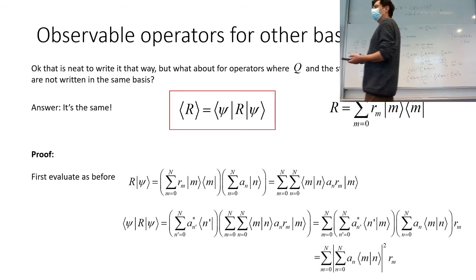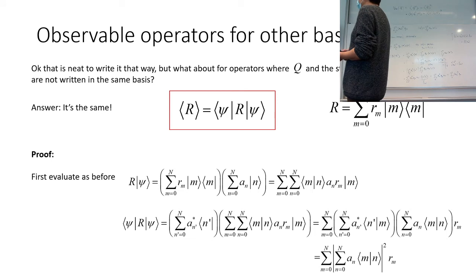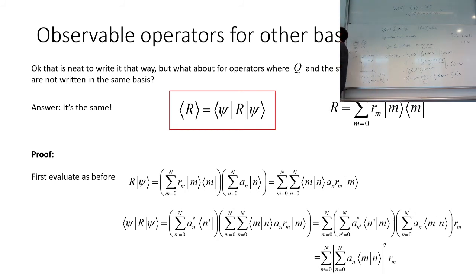Question: so the R is actually Q written in another basis? No, but maybe you could think of it like that. Here I've on purpose introduced another observable called R, which is a totally different observable, but it's using a different basis, and these R's are also different numbers.